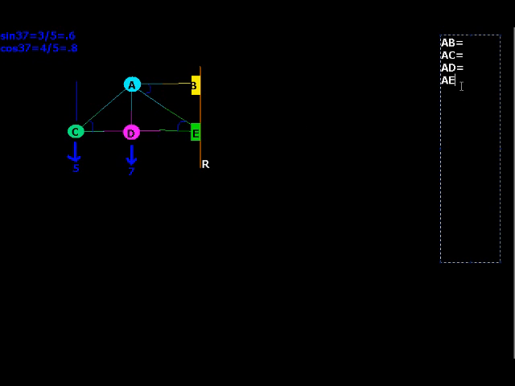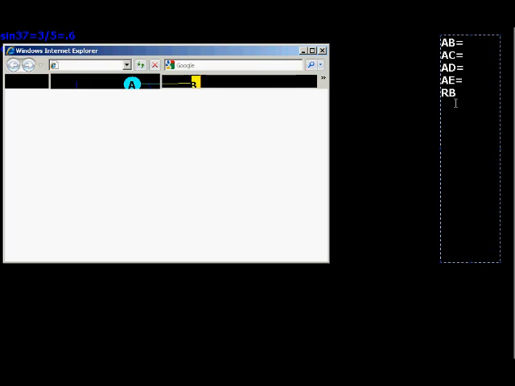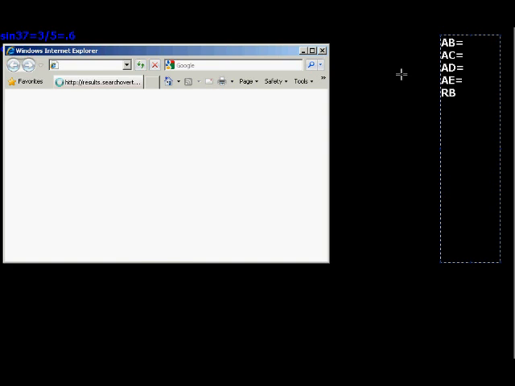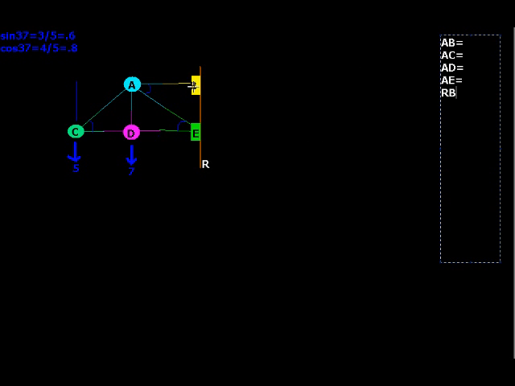AE. What else? Let's see, we're going to B. B is touching A, but we've already got that taken care of. B is not touching E. I just want to make that clear. B is not attached to E in any way. But B is attached to R, the ground. So we're going to write that RB, because this is a reactant force. We can also think of it as the force that B and the ground are exerting on each other. So that's RB.